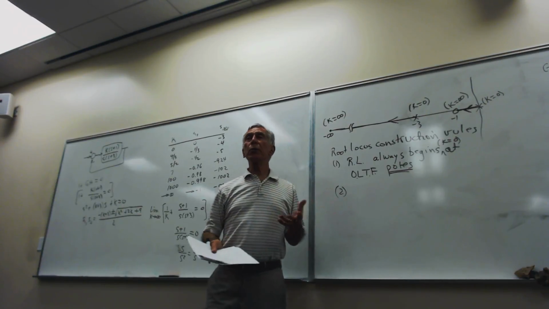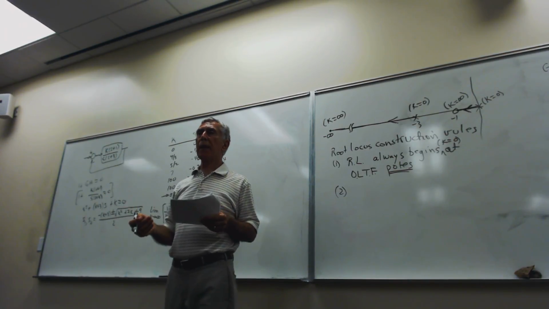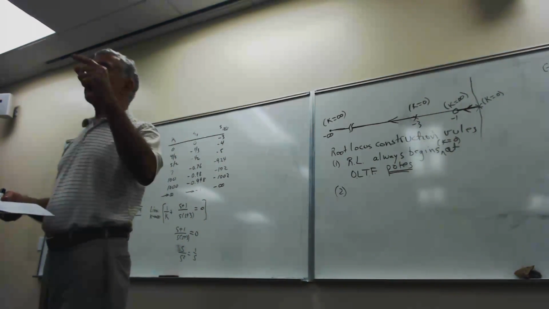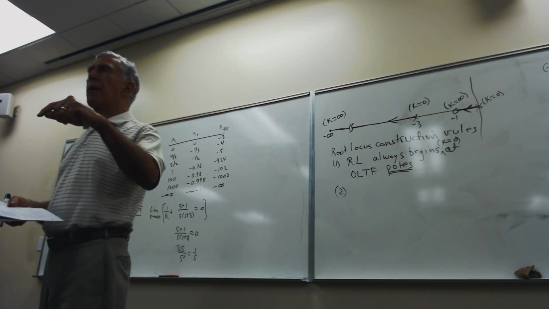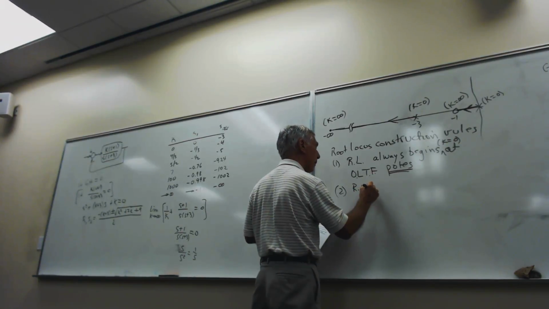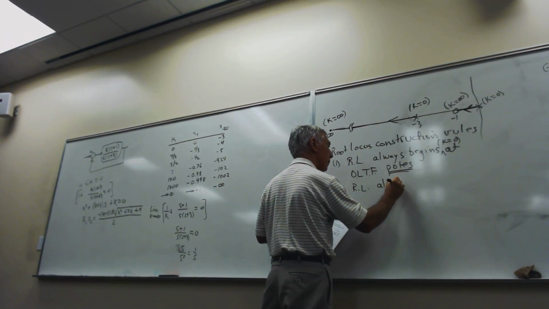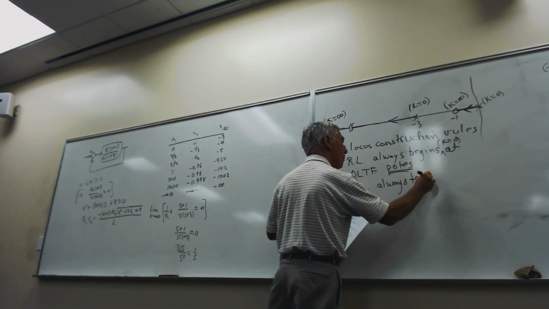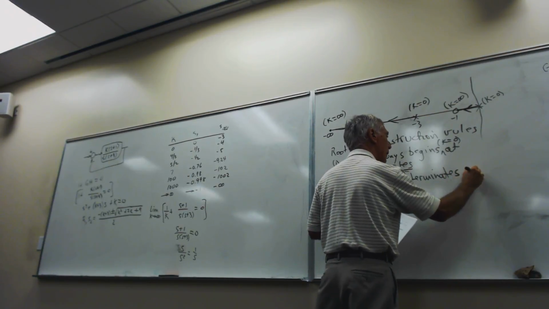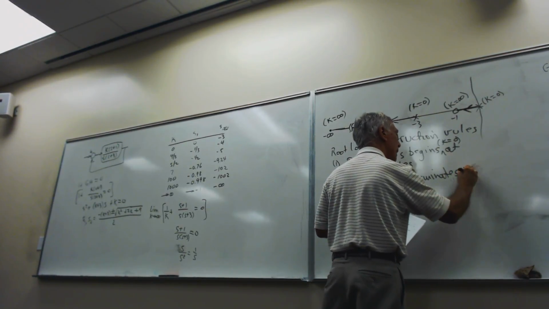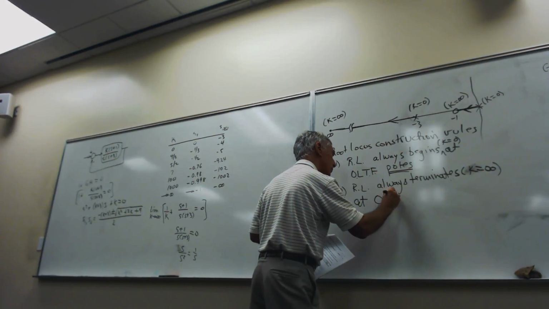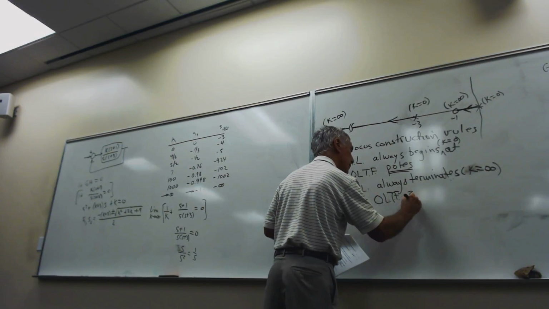Second, where does the root locus terminate? K equals infinity, at the open loop transfer function zeros. The root locus always terminates, and that means K is infinite, at the open loop transfer function zeros.